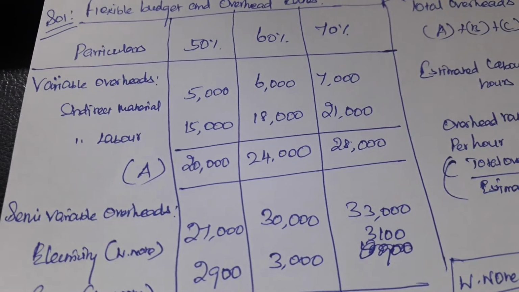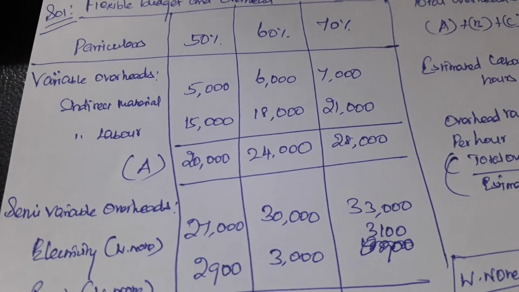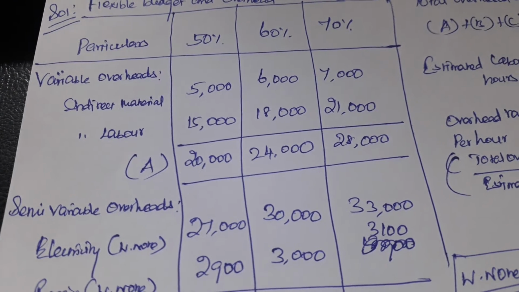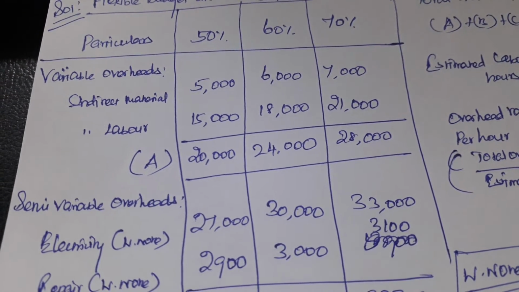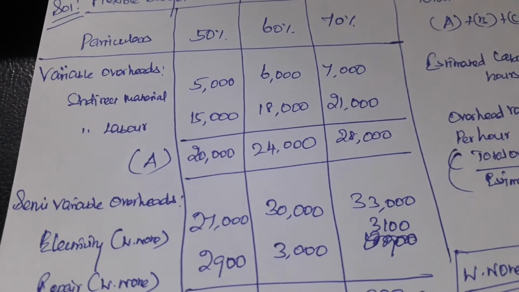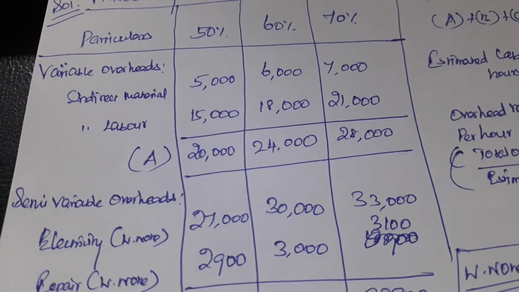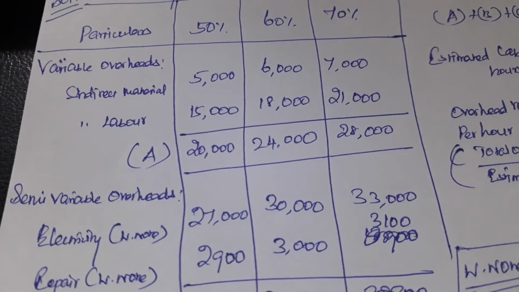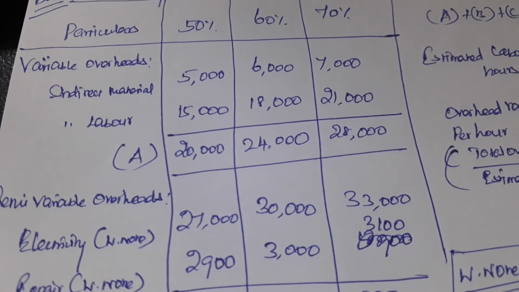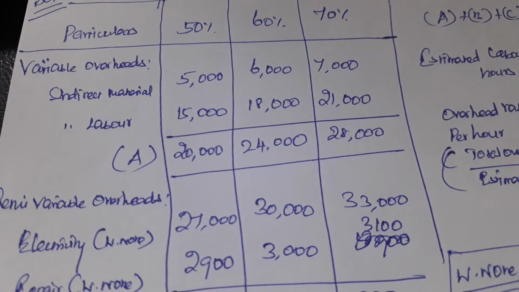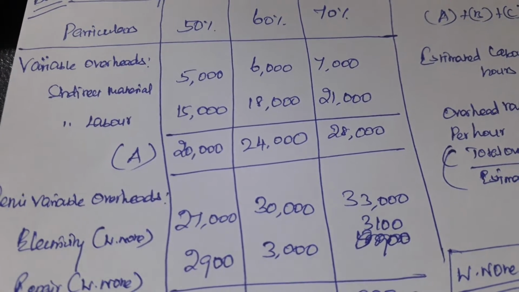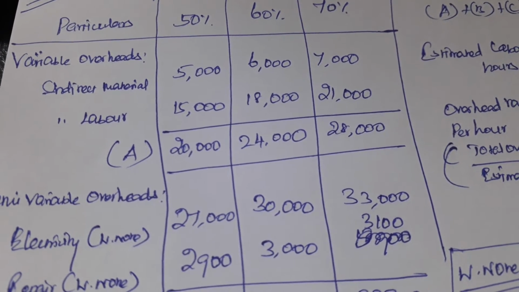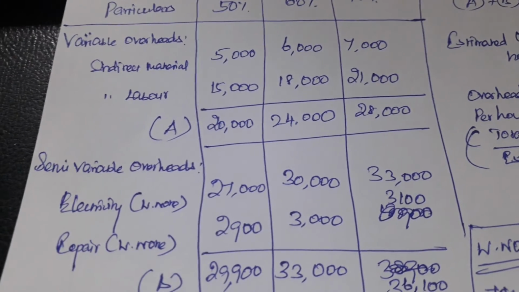First, the title would be variable overheads. Variable overheads are expenses incurred from time to time. It's not fixed. It varies. At 60% capacity we get indirect material as 6,000, and indirect labor 18,000. Then we total them as 24,000.